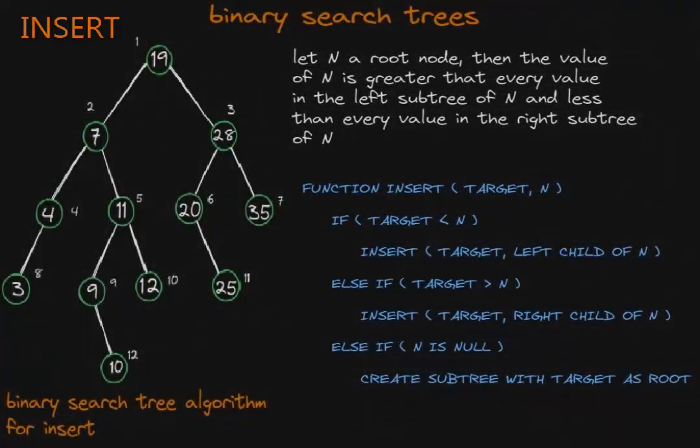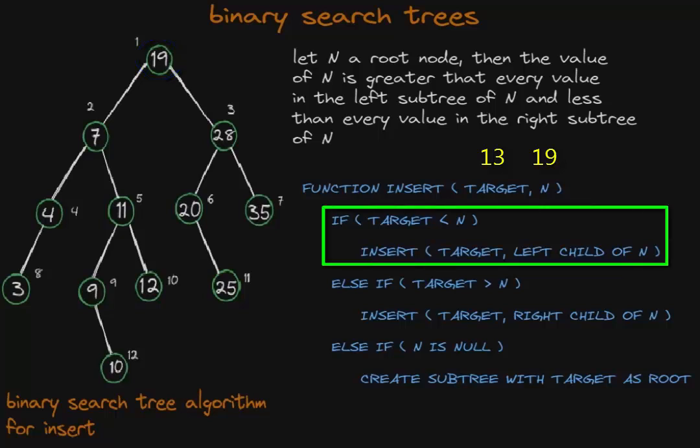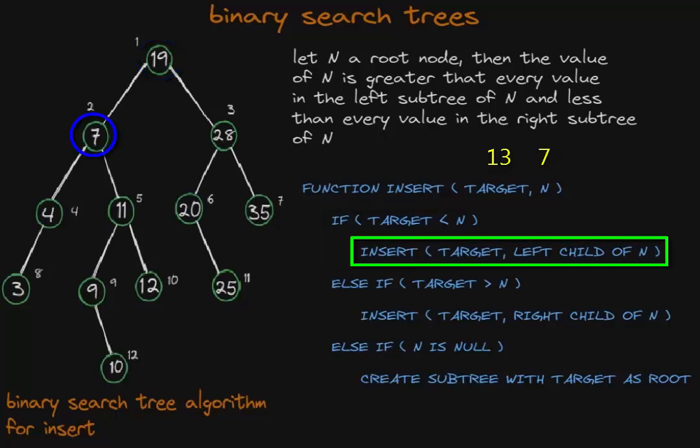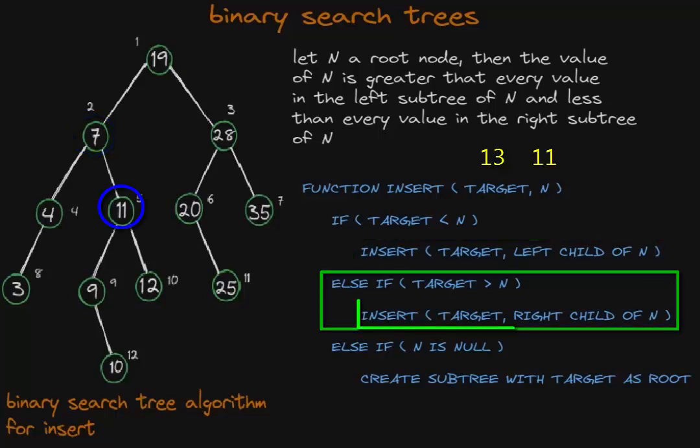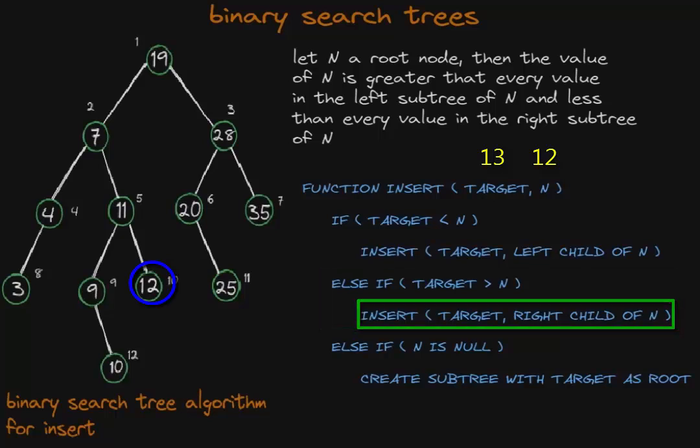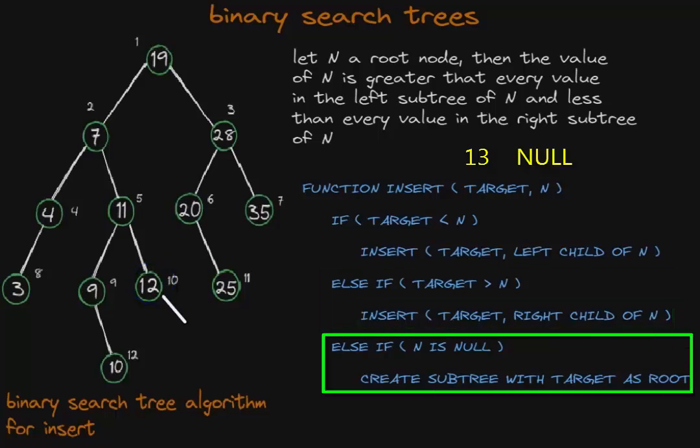The insertion process works similarly. For example, let's insert the number 13. Input 13 and the root node into the function. This condition will run and the function will be called again, this time for the left subtree, again for the right one, and here a new subtree with 13 will be created.